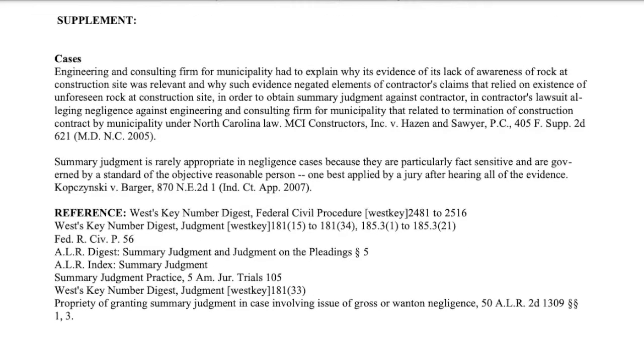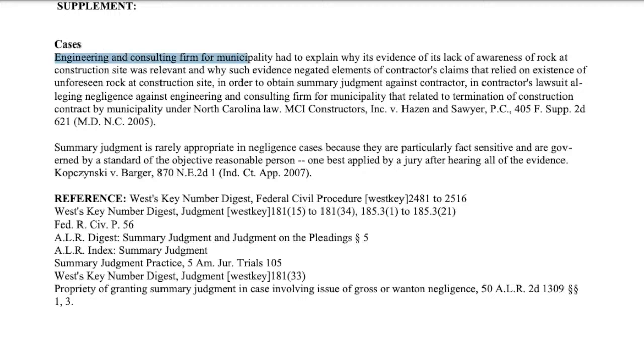All right, so let's look at the supplement here of the cases. Engineering consulting firm for municipality had to explain why its evidence of its lack of awareness of rock at construction site was relevant, and why such evidence negated elements of contractors' claims that relied on the existence of unforeseen rock at construction site in order to obtain summary judgment against contractor in contractor's lawsuit alleging negligence against engineering and consulting firm from municipality that related to termination of construction contract by municipality under North Carolina law. Wow. Wonder where that rock came from.